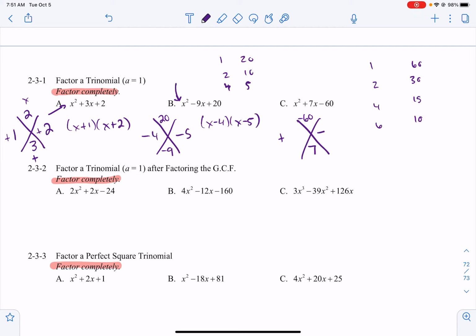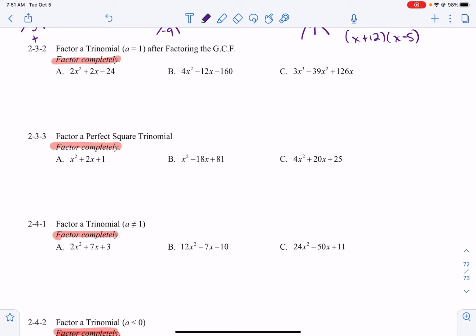Am I missing something? Oh, I did skip something, didn't I? 6 and 10 works, but I also have 5 and 12. Well, those two numbers are 7 apart. But when I put them together, I want them to end up at a positive 7. So that means my 12 is the big number, my 5 is the little number. So x plus 12, x minus 5. Okay, 12 times negative 5 is negative 60, and 12 plus negative 5 gives me 7. So those numbers work.